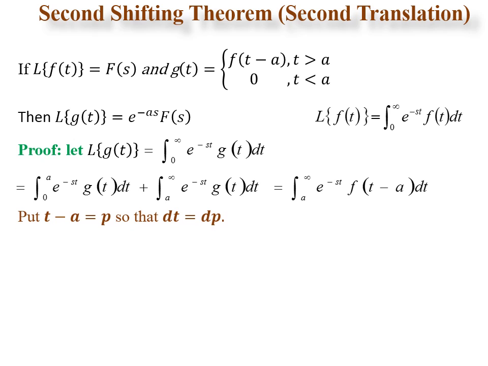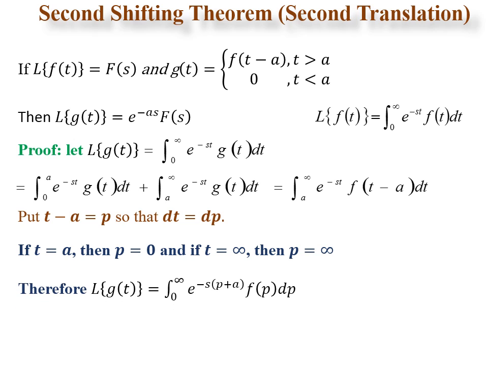Here we substitute t minus a equals p, so that dt equals dp, and the limits will be: for t equals a, p will be 0, and as t tends to infinity, p will also tend to infinity. So our limit will be 0 to infinity. The Laplace transform of g(t) will be the integral from 0 to infinity of e to the power minus s(p plus a) f(p) dp.